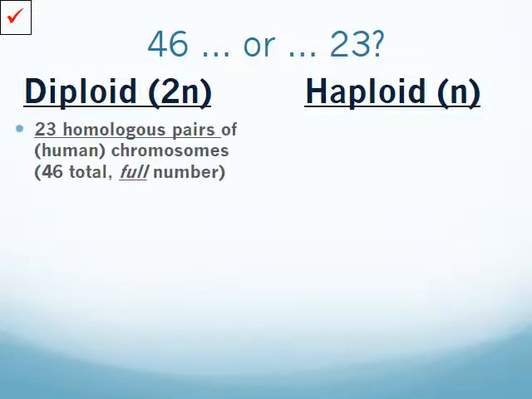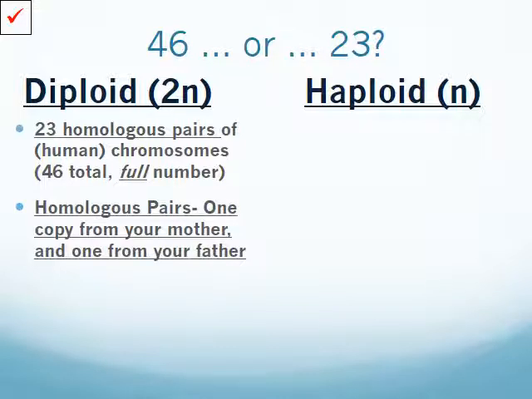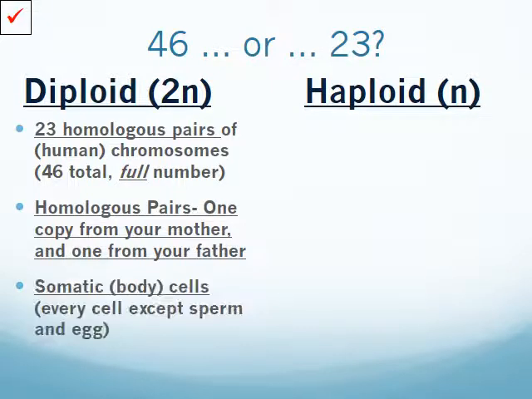The condition known as diploid, or 2N, is the full number of chromosomes in an individual. So for humans, the full number is 46. So diploid in humans means 46. We have 23 homologous pairs. And when I say homologous pairs, we mean pairs with the same traits. So a homologous pair is one copy from your mother and one copy from your father. And these are your somatic cells. Somatic cells are corresponding with cells found in your body. These are every single cell within your body except for your reproductive cells being the sperm and egg.